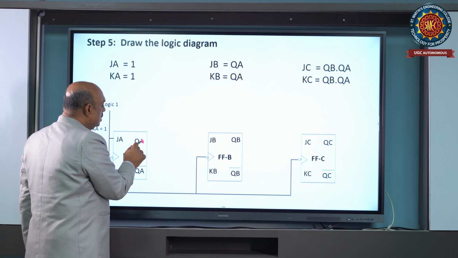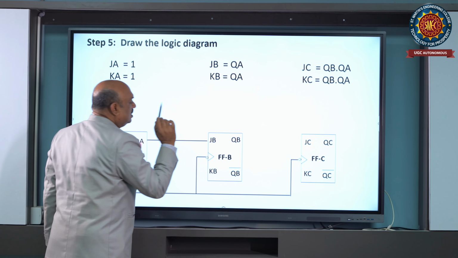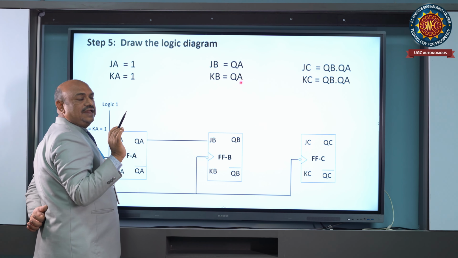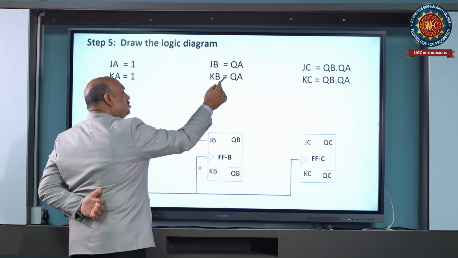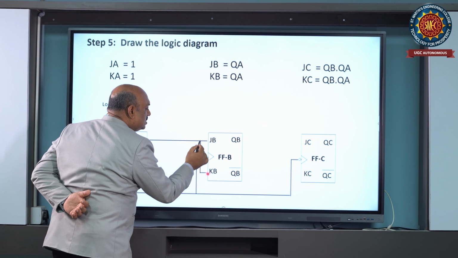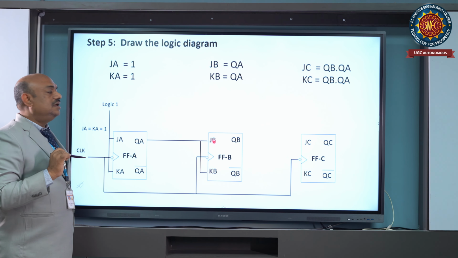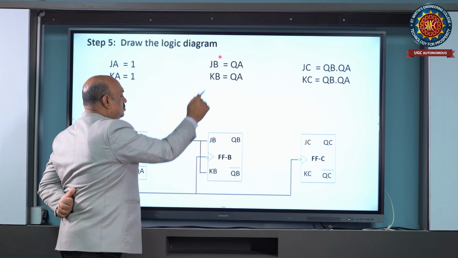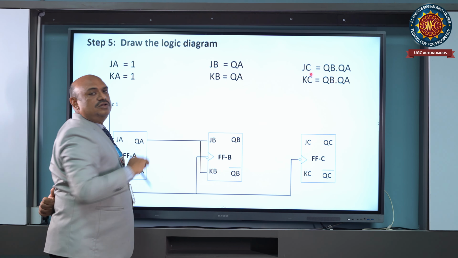Output of QA is here, so this you can connect directly here. We have connected JB equal to QA directly, and KB also QA. So this line we can extend and connect to the KB. So this equation is also completed: JB equal to QA, KB also equal to QA.